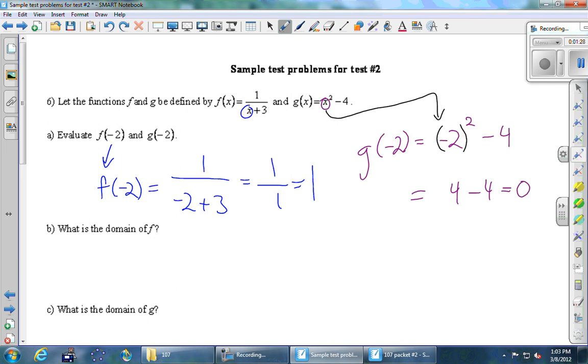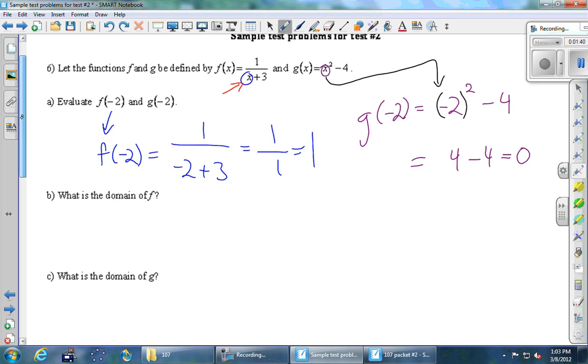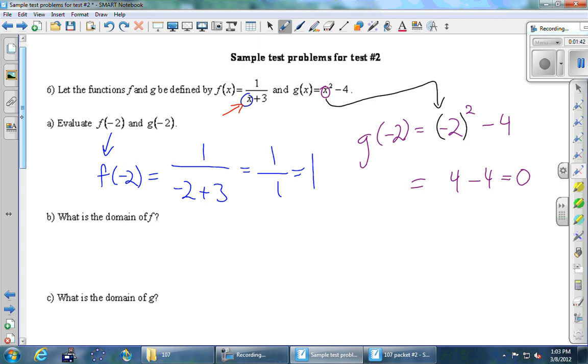Part B, what is the domain of f? Remember, domain is concerned with x values. What are the allowable x values to put in for this x right here? And one thing to worry about in terms of domain is taking square roots of negative numbers. We don't have any square roots here. Another thing to worry about is dividing by the wrong number. And the wrong number is 0. We're not allowed to divide by 0. So we'll just put that as an overall warning. Don't divide by 0.